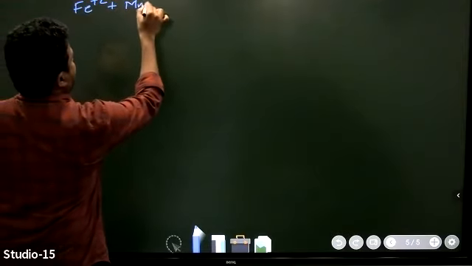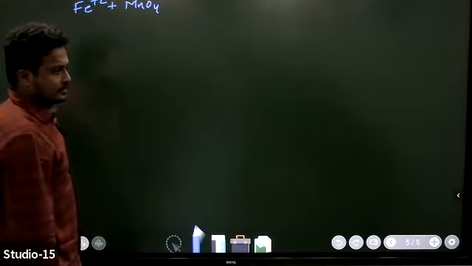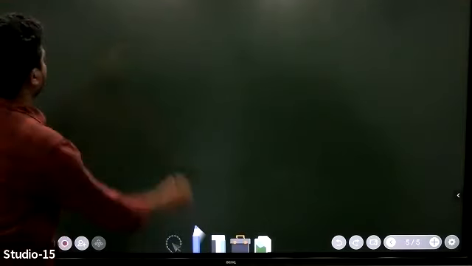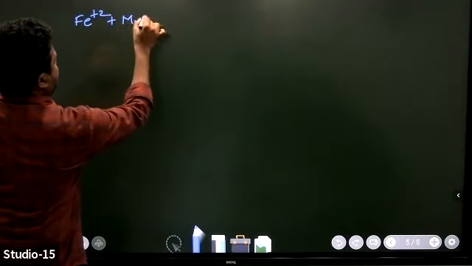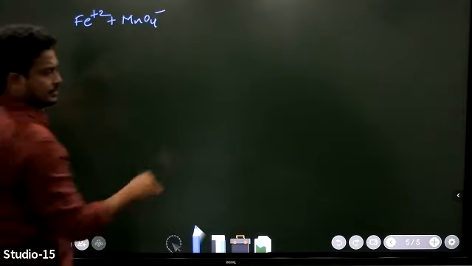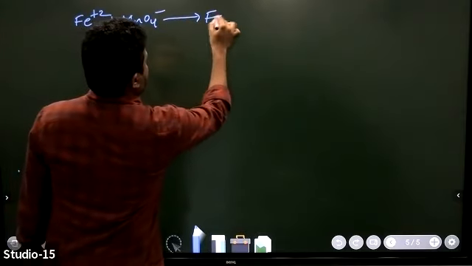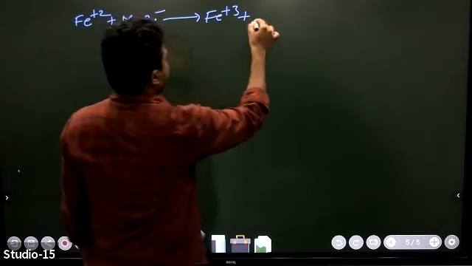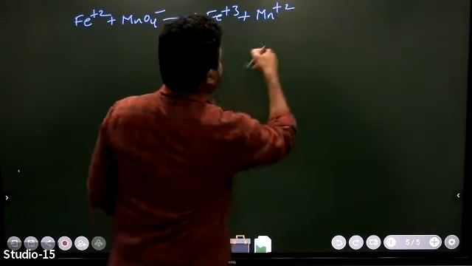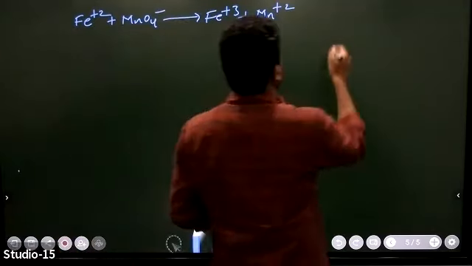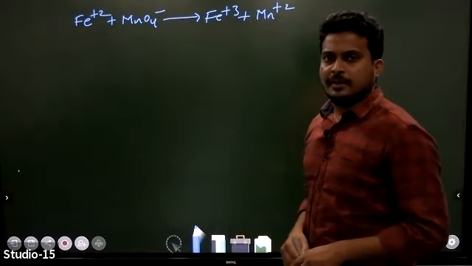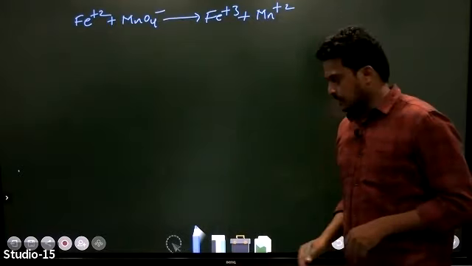Our question is Fe plus 2 plus MnO4 minus. Is this visible, Amma? From here it is visible. Fe plus 2 plus MnO4 minus gives Fe plus 3 plus Mn plus 2. This is our question. Balance this question in acidic medium by the oxidation number method.